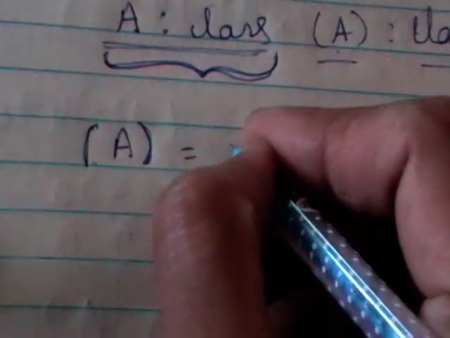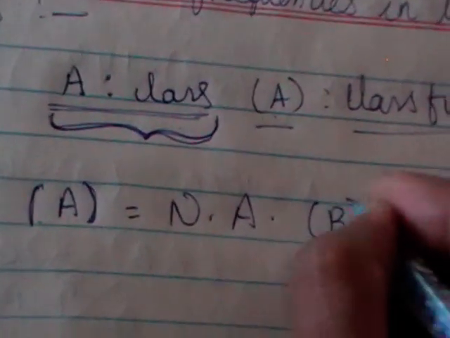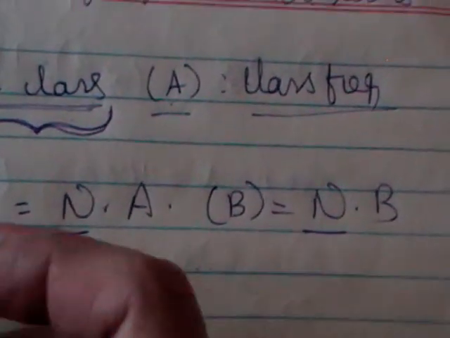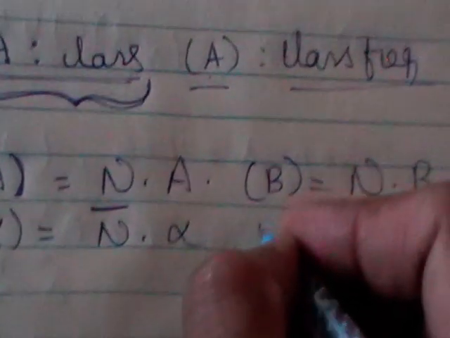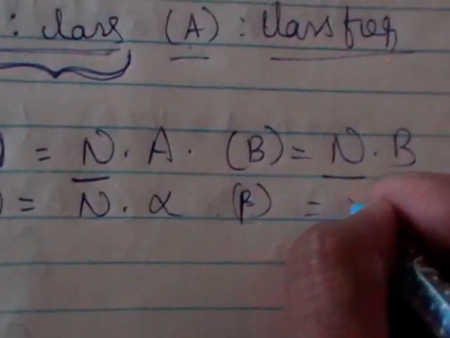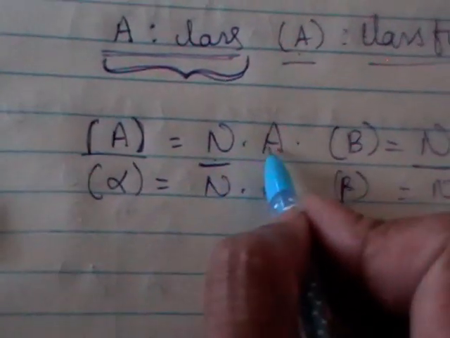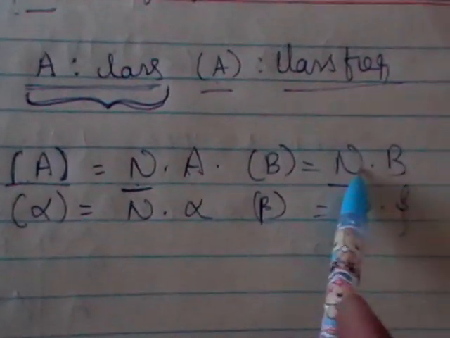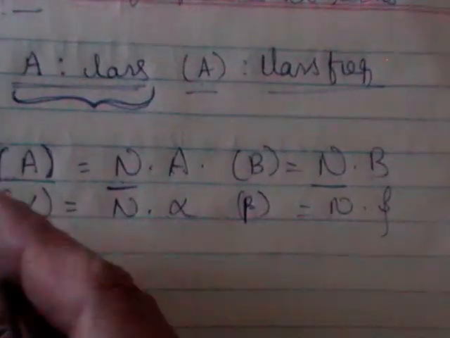Bracket A stands for class frequency, which is nothing but N into A. Similarly, bracket B can be written as N into B. What is N here? N is nothing but the total population size. Similarly, bracket alpha can be written as N into alpha, and bracket beta as N into beta. So frequency is equal to total population size into class: bracket A is equal to N into A, bracket B is equal to N into B, bracket alpha is equal to N into alpha, bracket beta is equal to N into beta.